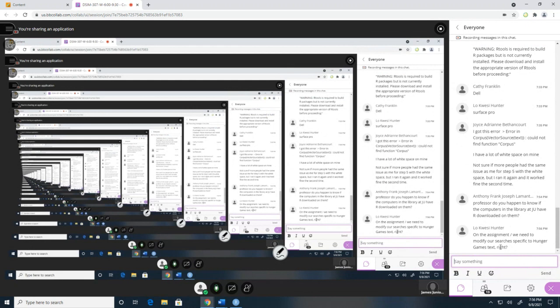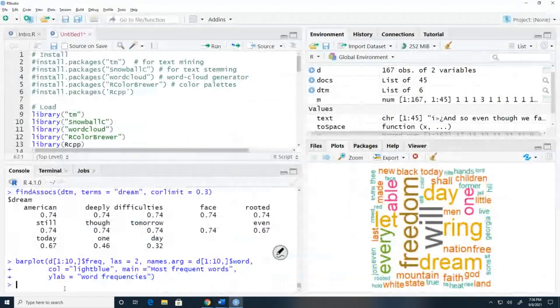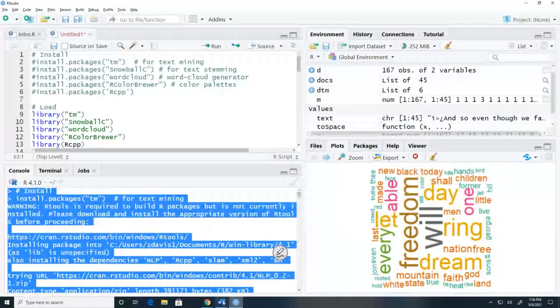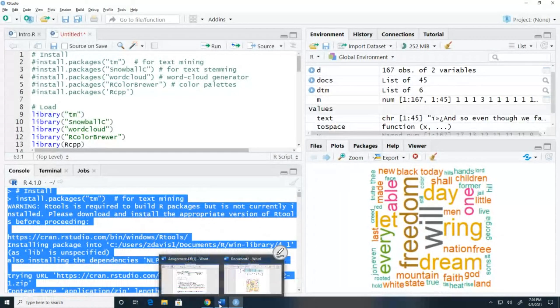Hey, Doc, you said you're going to save this as a PDF or a text? So the console code, save it as a PDF. When you copy all this, you can Control C and paste it into a Word document and then save the Word document as a PDF.